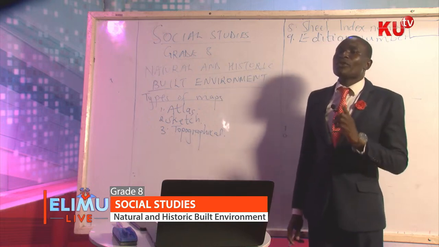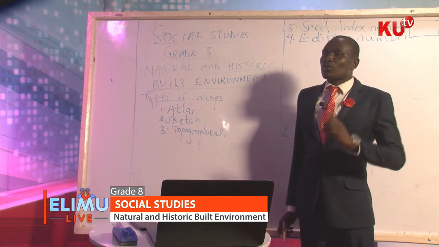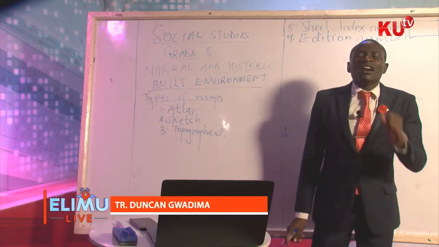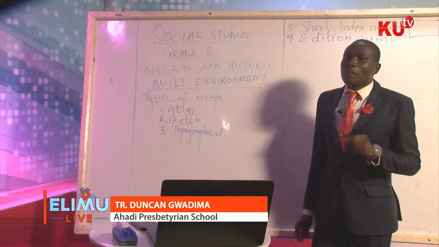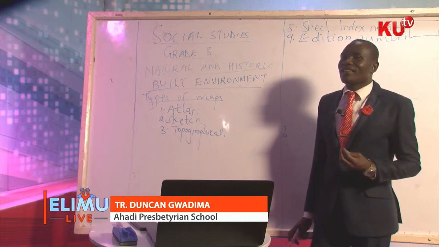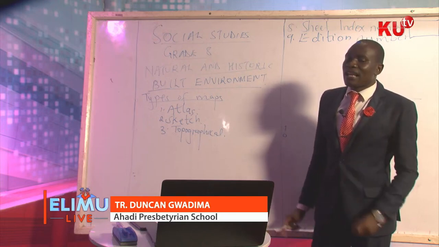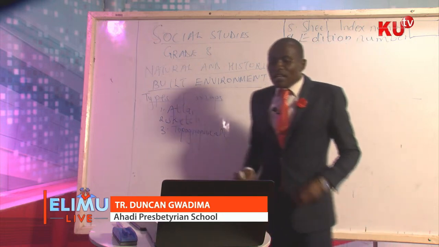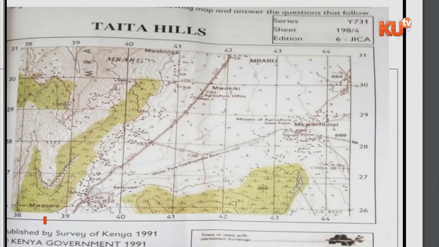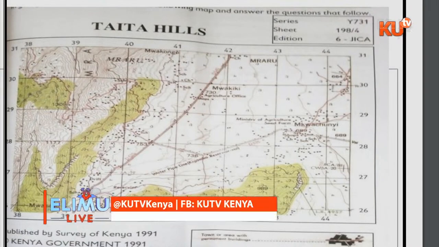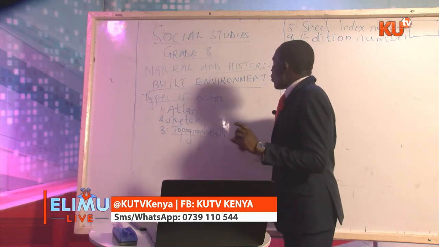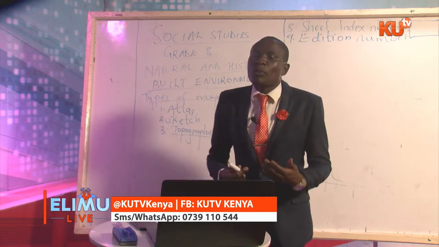So it is important for you as a student and as a learner to understand that when we are talking about maps, which map are we talking about? For instance, the map that we are using here is Taita Hills. And the map of Taita Hills lies under a topographical map. So, an atlas map describes surface features that include both natural and human features. But I want us to look at topographical maps because that is what we are interested in, the map of Taita Hills. What is a topographical map?